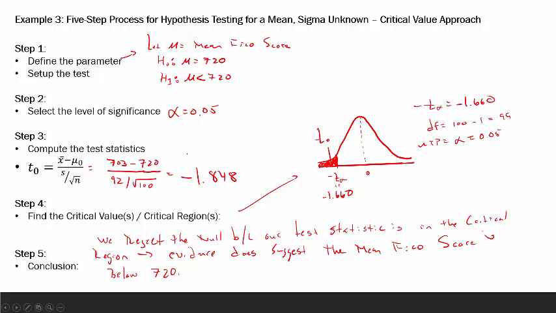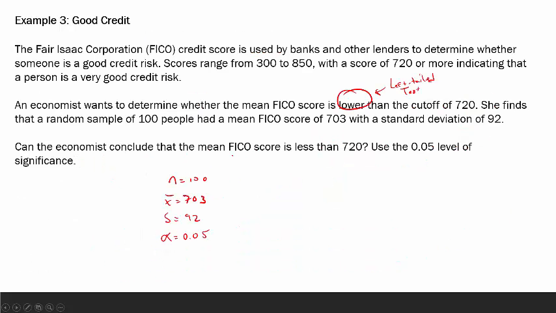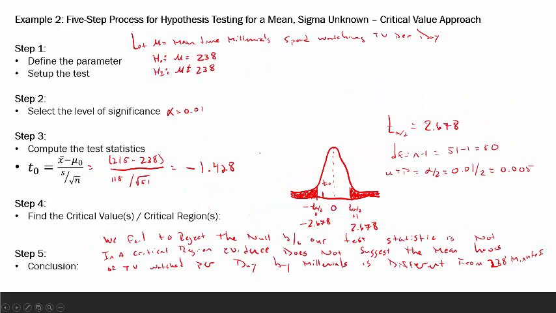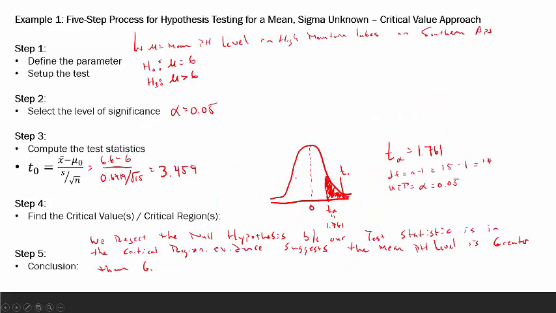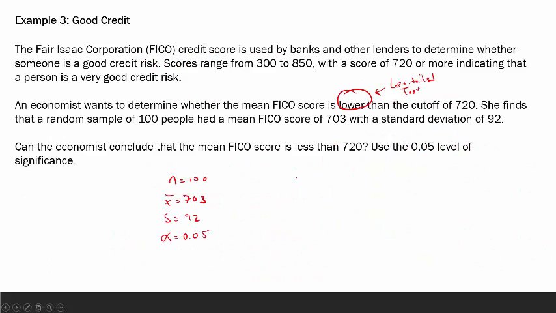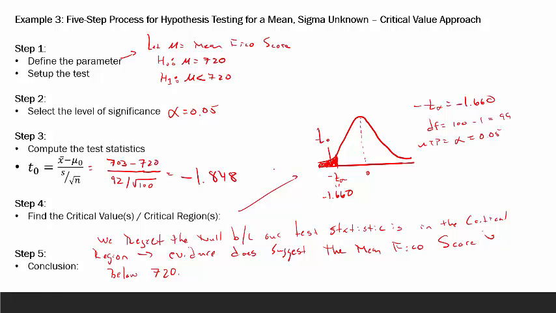Okay, class, so I've done 3 examples, a left-tailed, right-tailed, and a two-tailed. Here's two-tailed, and here's the right-tailed. If you have any questions, let me know.